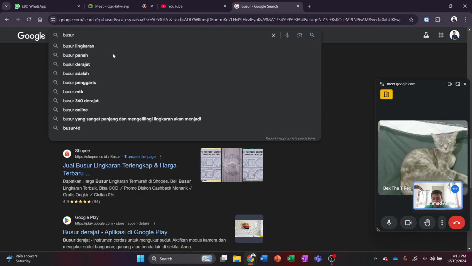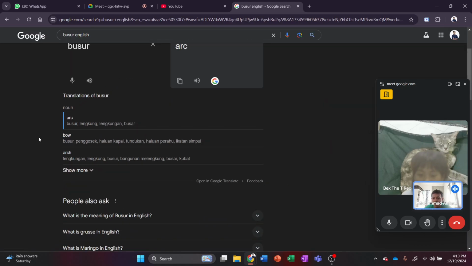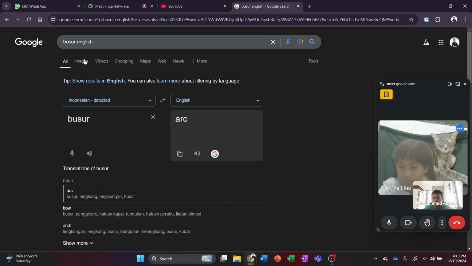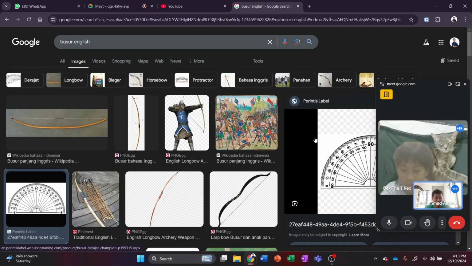What is it in English? It's an arc. I think it's an arc. No, it's a protractor. Oh yeah, protractor. Busur is much more comfortable to say instead of protractor. Okay. Did you know how to use it? Yes. Okay.